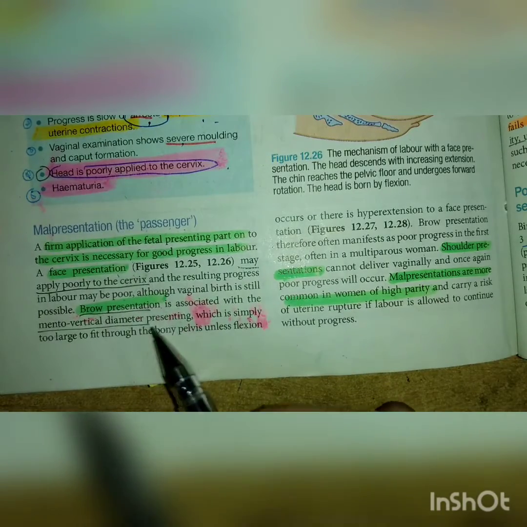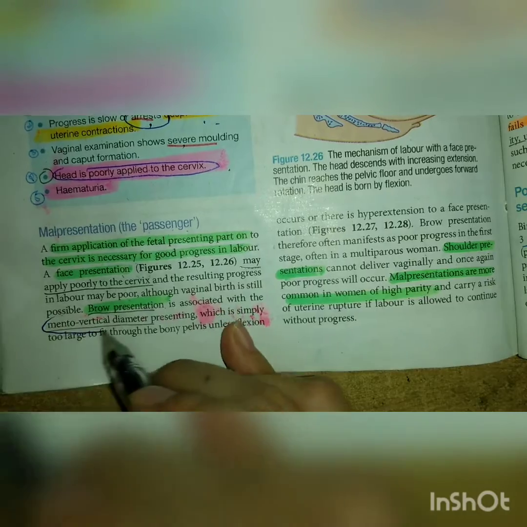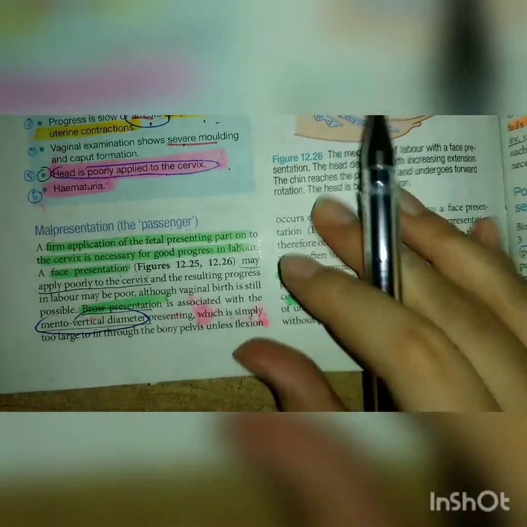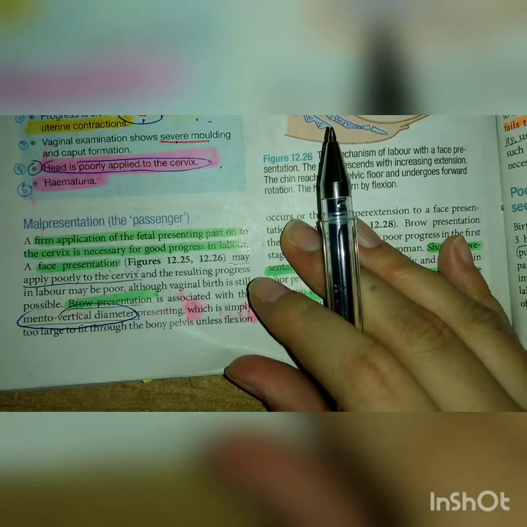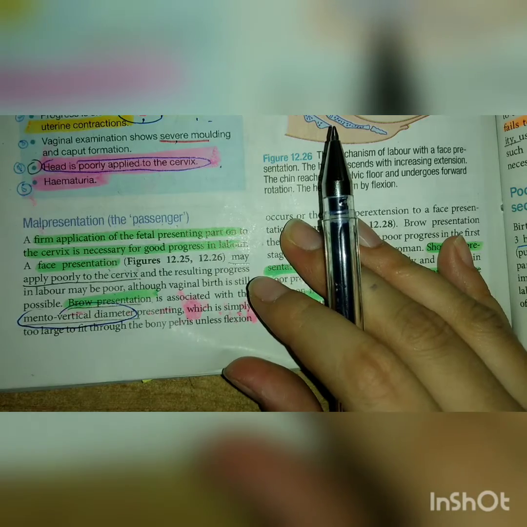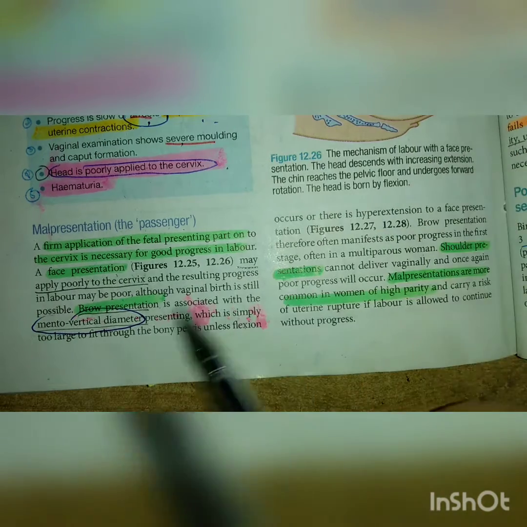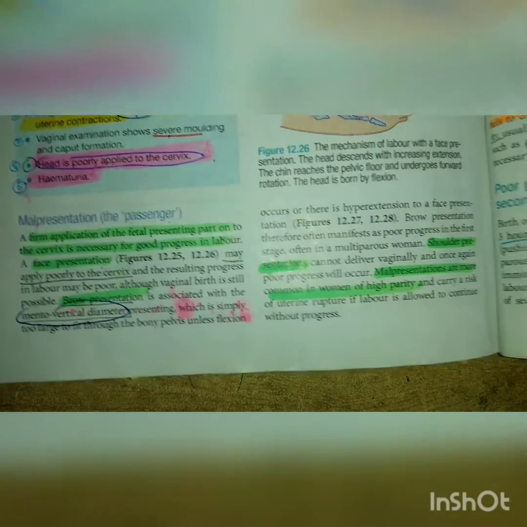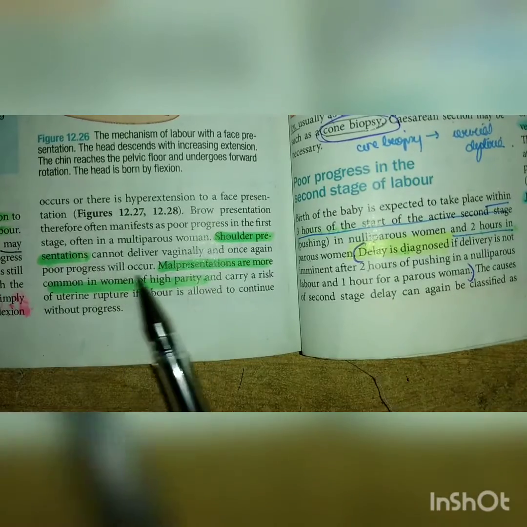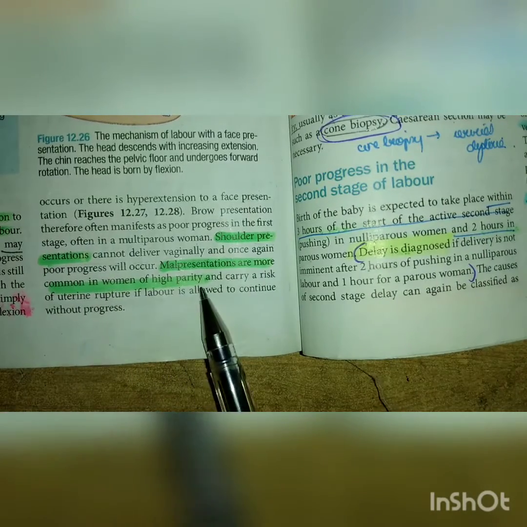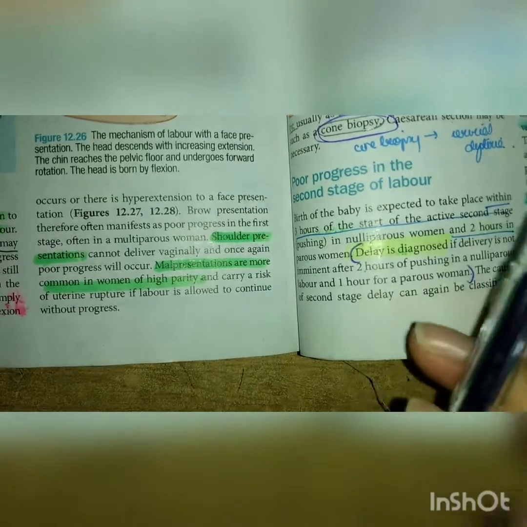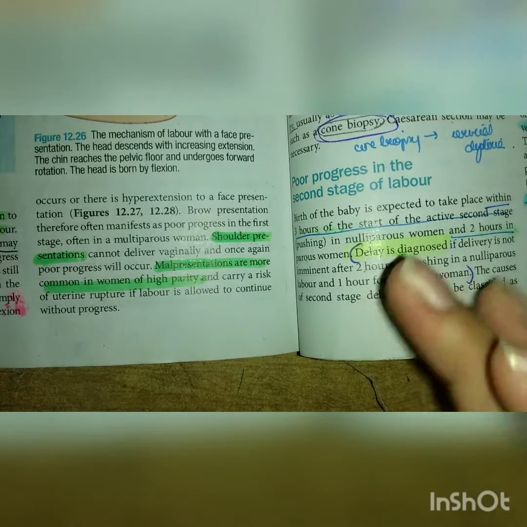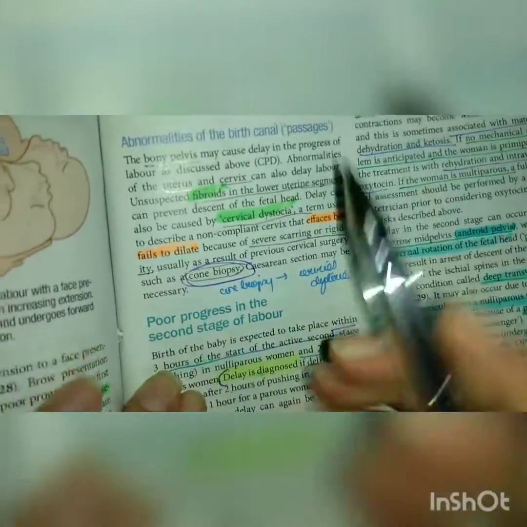And brow presentation, what diameter does it have? It has the mentovertical diameter, or the occipitomental diameter, which is much larger, 13 centimeters. It's impossible for this diameter to pass. Shoulder presentation also cannot deliver vaginally, and malpresentations are more common in women who have high parity. Why? Because their uterus is more lax and there is more space, so the fetus turns and takes a position of its choice.